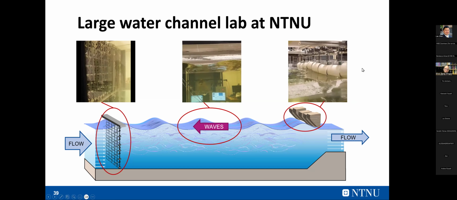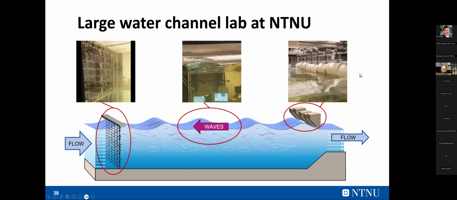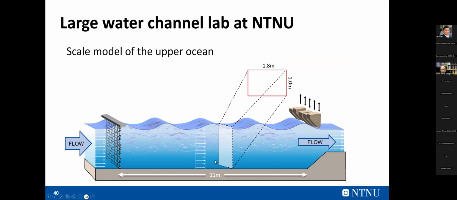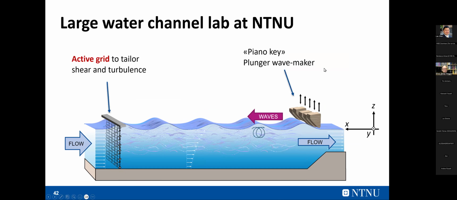At the downstream end, we only look at plane waves here. It's about two meters wide. It says a meter deep, is actually half a meter now. And the test station is 11 meters long. But the waves, because of the treadmill that they go on, actually propagate about 25 meters with the group velocity. And so the turbulence takes about 30, 40 seconds to traverse the test section. So it's got some time to interact with the waves.